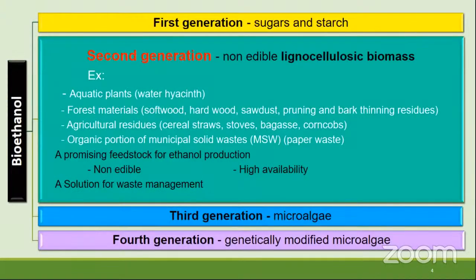Based on the renewable sources used for generating bioethanol, it can be largely classified as first generation, second generation, third generation and fourth generation bioethanol. Here I will mainly focus on second generation bioethanol. Second generation bioethanol is produced using lignocellulosic biomass like aquatic plants, forest materials, agricultural residues and the organic portion of municipal solid waste. Lignocellulosic biomass is a promising feedstock for ethanol production because it is non-edible and highly available. Also, its use is a solution for waste management because almost all lignocellulosic biomass are waste products.